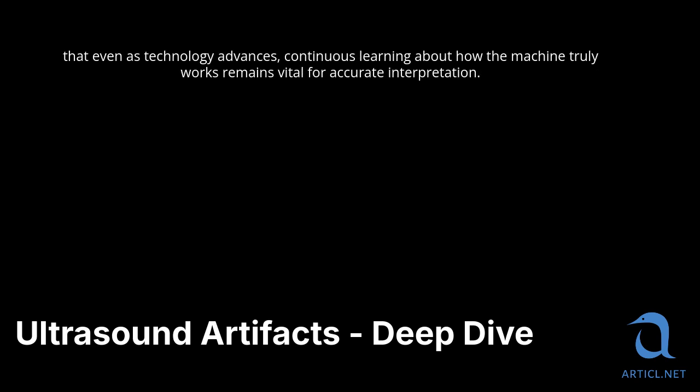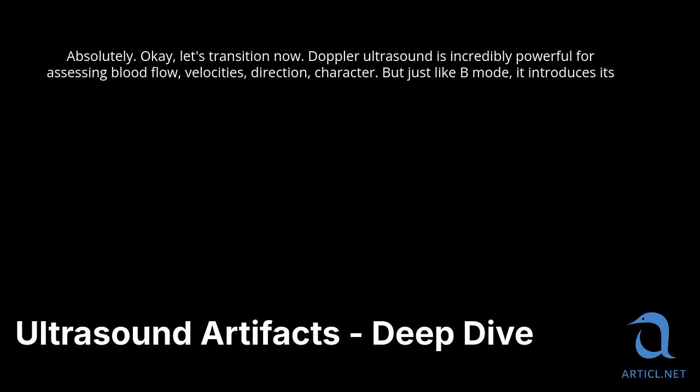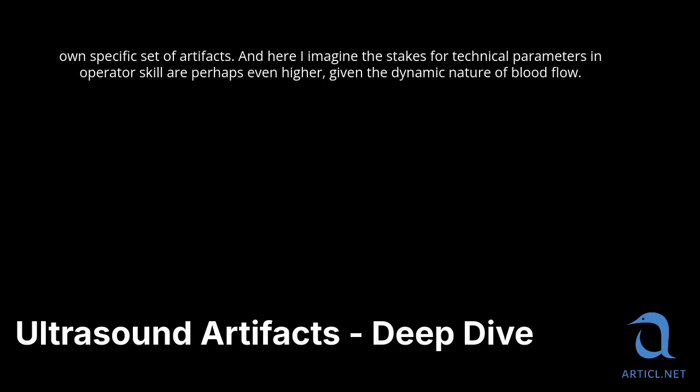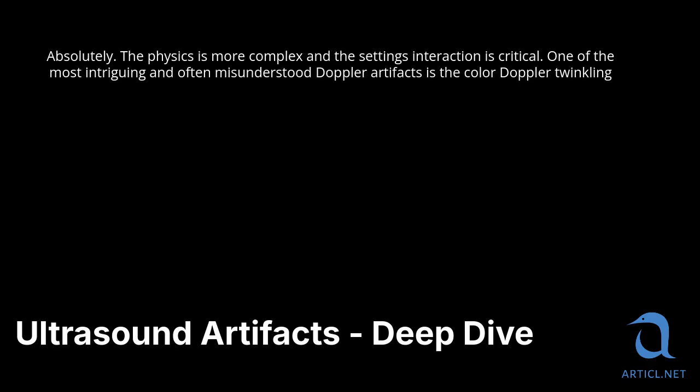It emphasizes that even as technology advances, continuous learning about how the machine truly works remains vital for accurate interpretation. Absolutely. Okay, let's transition now. Doppler ultrasound is incredibly powerful for assessing blood flow velocities, direction, character. But just like B mode, it introduces its own specific set of artifacts. And here I imagine the stakes for technical parameters and operator skill are perhaps even higher, given the dynamic nature of blood flow. Absolutely. The physics is more complex, and the settings interaction is critical.